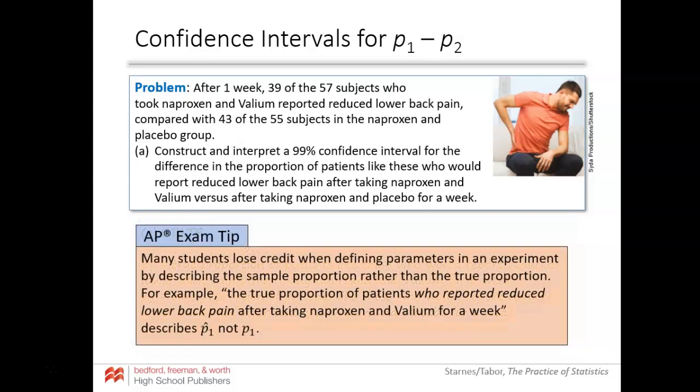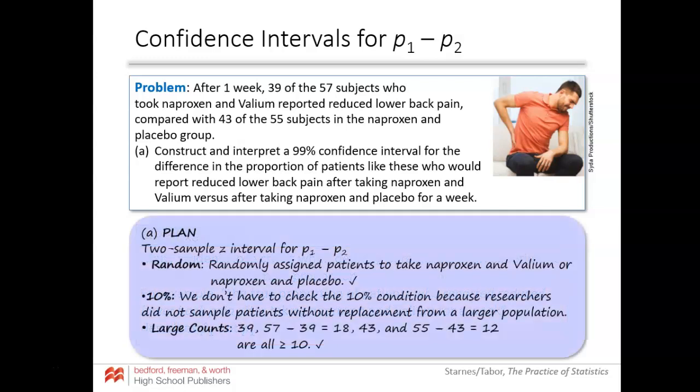So exam tip here: many students lose credit when defining parameters in an experiment by describing the sample proportion rather than the true proportion. For example, the true proportion of patients who reported reduced lower back pain would be P, not P hat. So be really careful on the language here when you're stating what you're trying to calculate. Gosh, that seems picky, doesn't it?